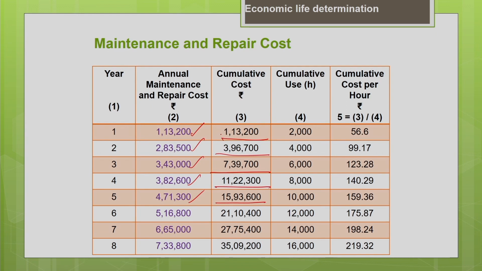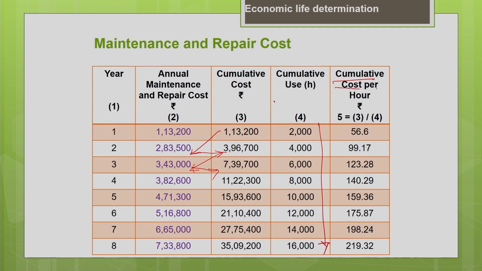The first year the cost with the second year cost, if you add it. So, you are going to add the first year the maintenance and repair cost with the second year cost, you will get the cumulative cost at the end of second year. Similarly, cumulative cost at the end of second year, add it with the cost of third year, you will get the cumulative cost at the end of third year. So, like that you keep on calculating. You know the cumulative usage of machine, every year it is 2000 hours, we can add it.